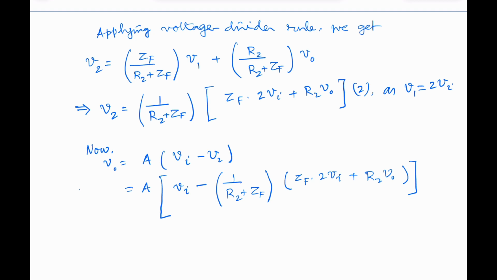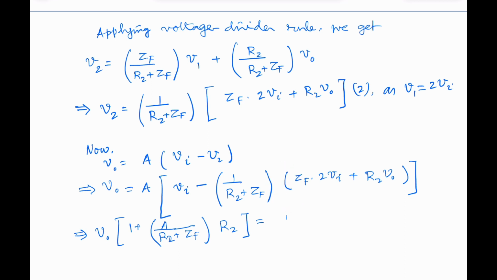So we have V0 on both sides of this expression. So transfer V0 to the left hand side. So what do you get? You get from here V0 into 1 plus A upon R2 plus ZF into R2 here. Clear?